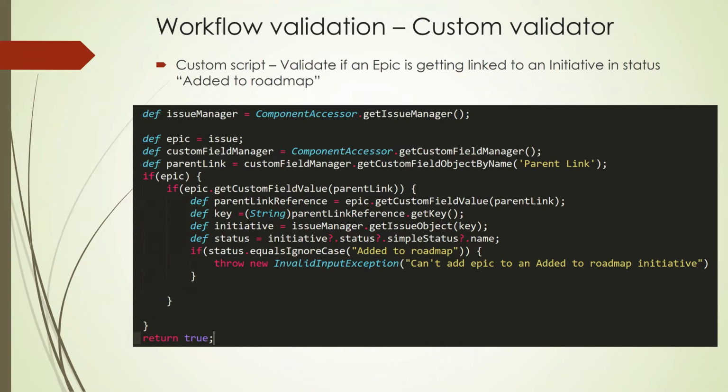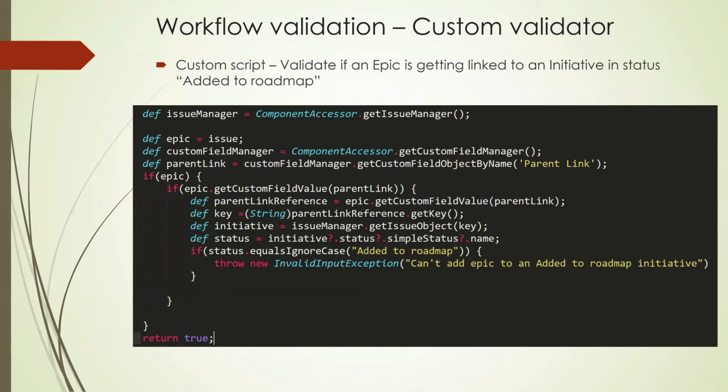So in the initiative, when the initiative reaches a state called added to roadmap, it basically means that for that particular release, or for at least the next couple of sprints, we want to freeze the requirements. So we want to make sure no new epics get added under that initiative for a certain period of time.